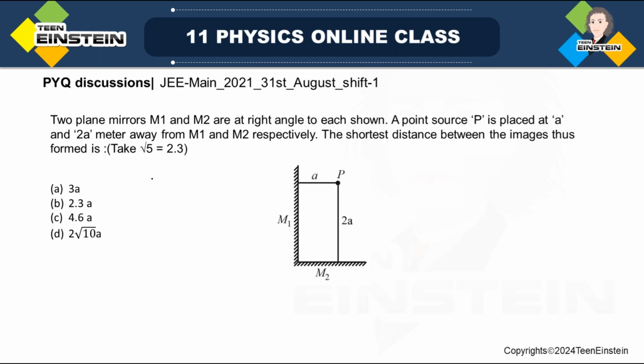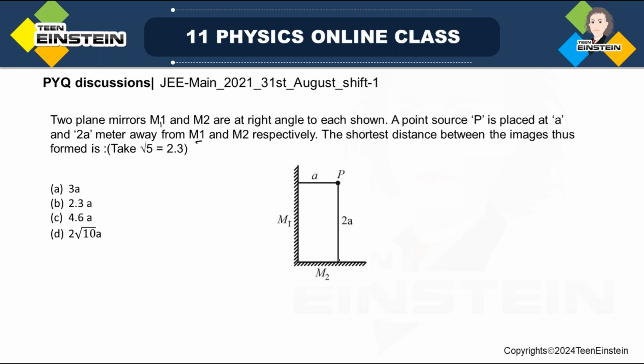Okay, so this problem is really very interesting. This is from plane mirror. So you see these are actually suffix m1 m2. You can understand that the plane mirrors m1 and m2 are at right angles. These are two plane mirrors, they are at right angles to each other. A point source P is placed at a distance a meter from m1, and 2a meter from m2 respectively. So the shortest distance between the images thus formed.